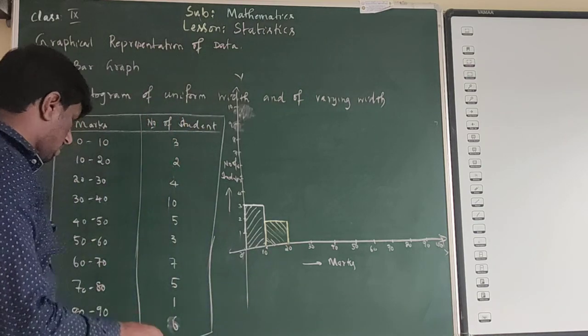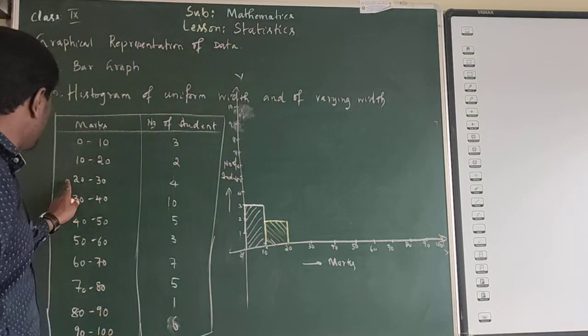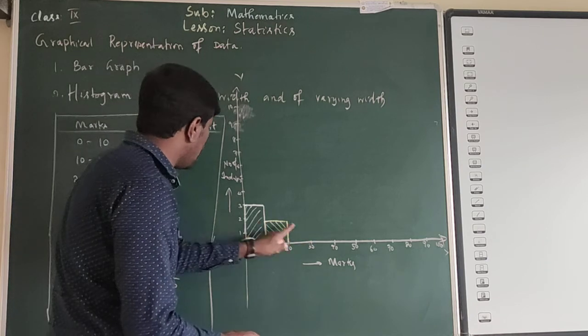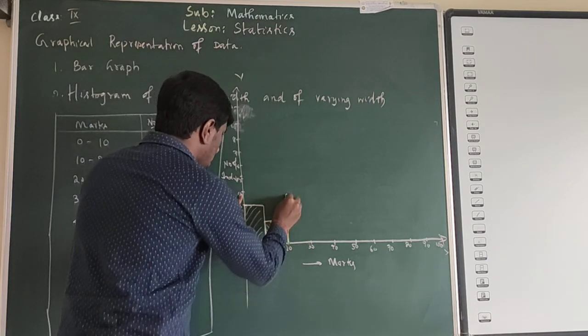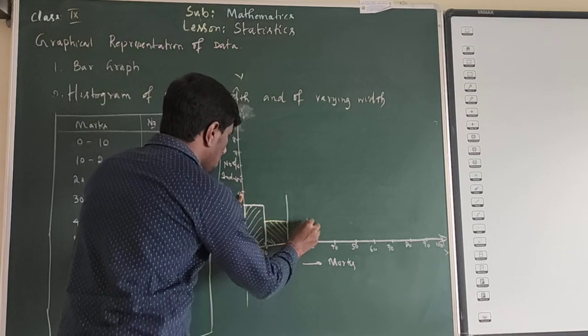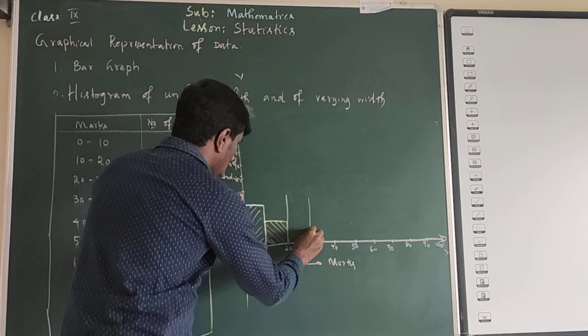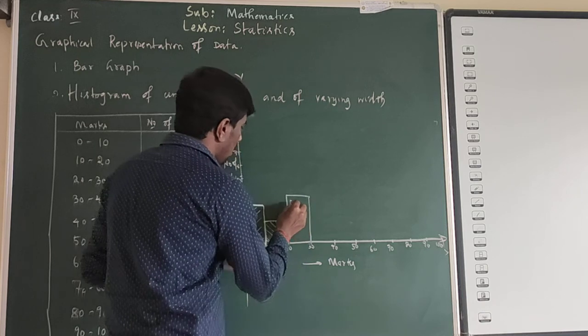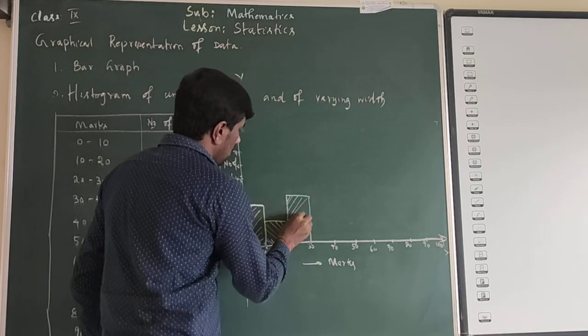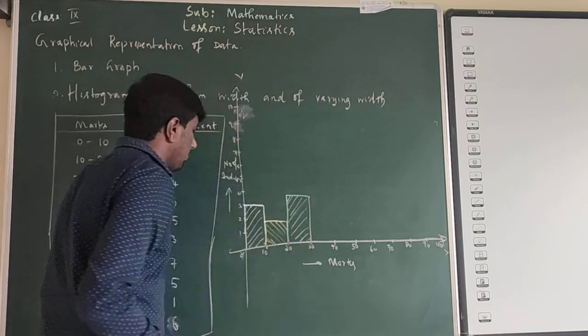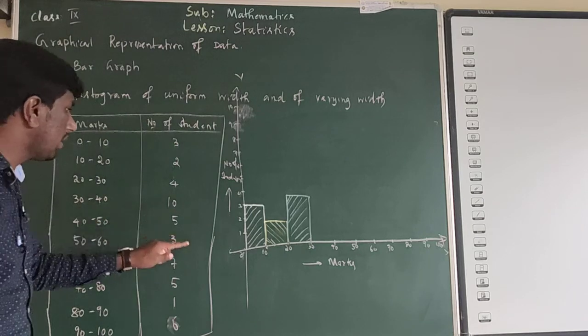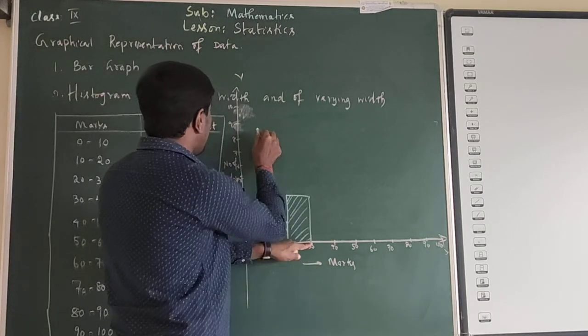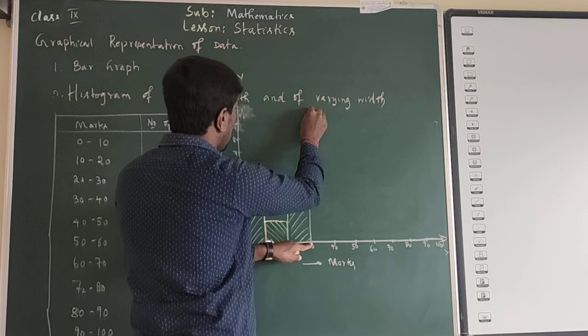Next, 20 to 30 is 4. It has to be continuous. A histogram is continuous. This is for continuous class intervals only. Then 30 to 40 is 10. It's making a big bar in the graph.